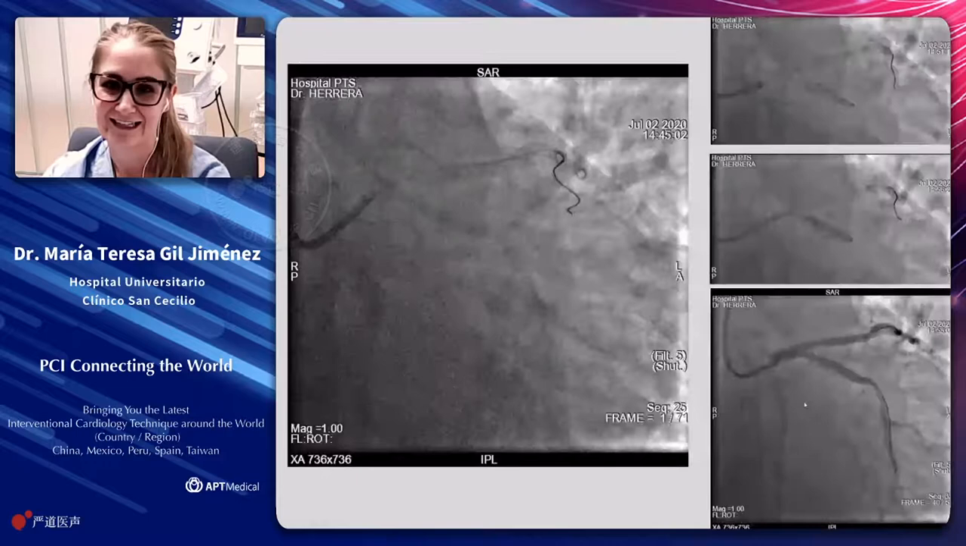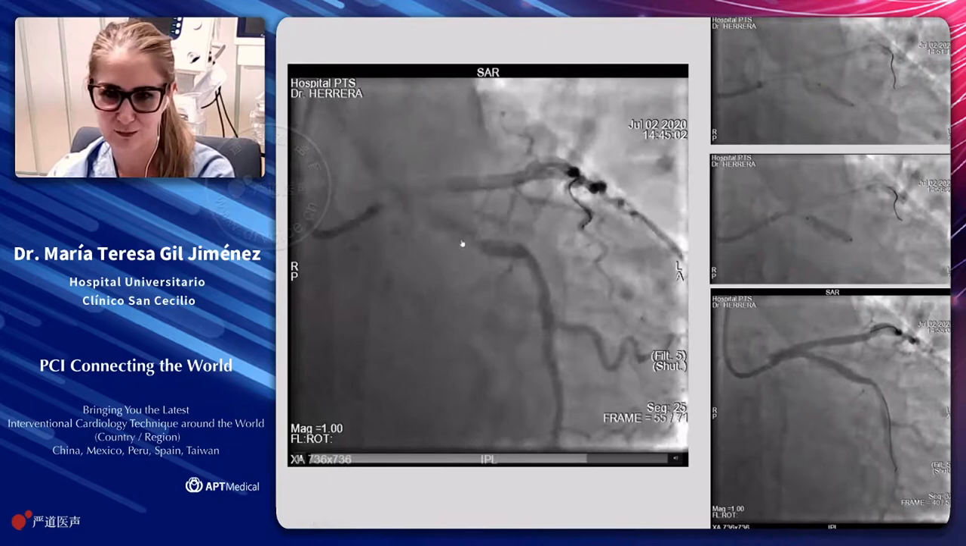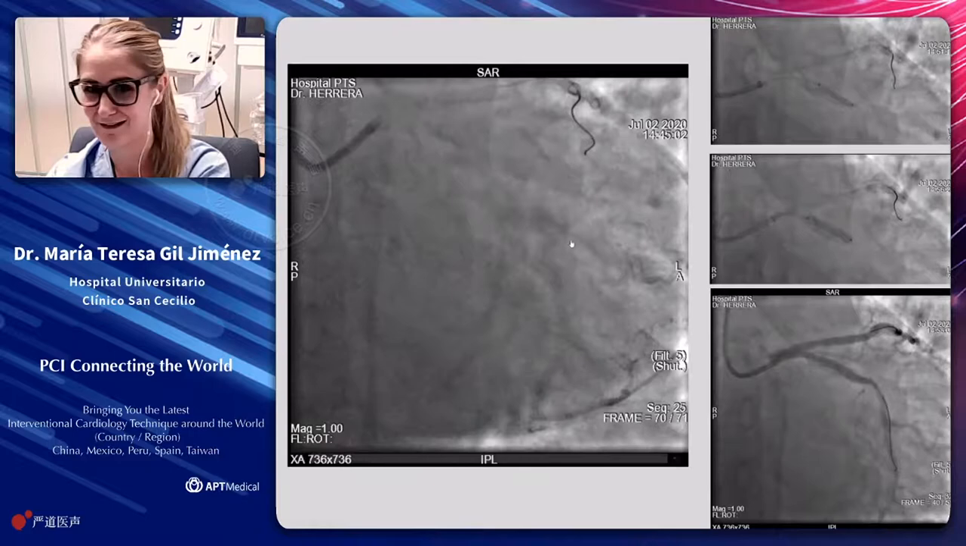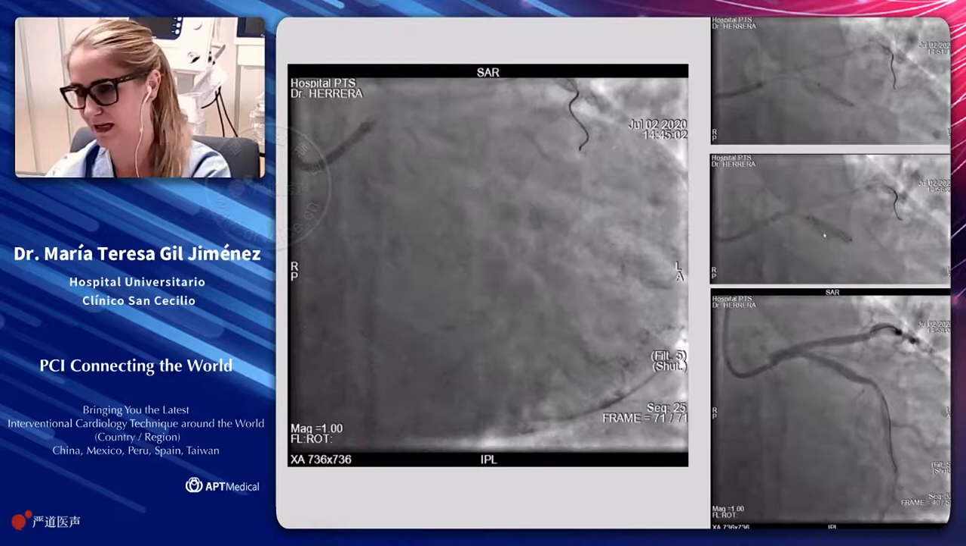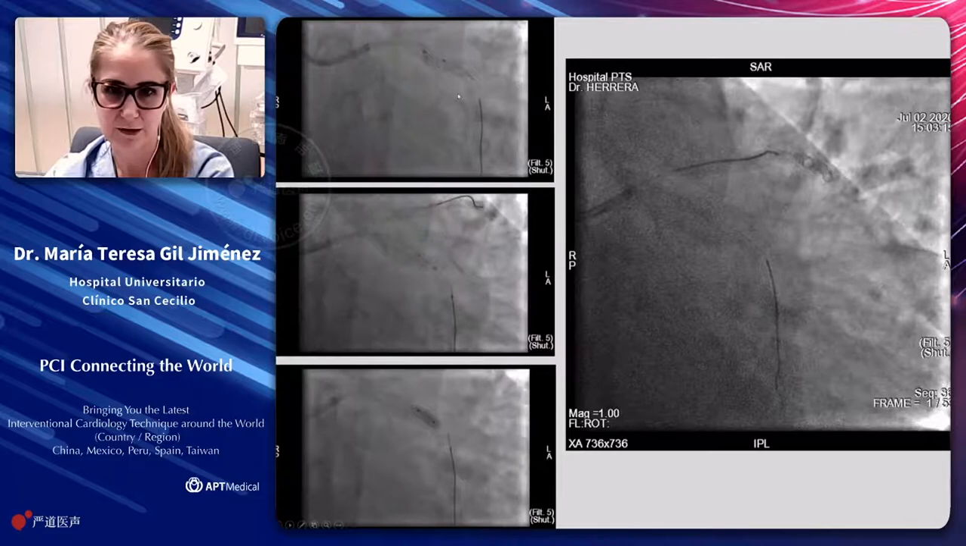The circumflex. The lesion in the proximal portion of the left circumflex seems to be easy. We predilate and put in a stent, and this is the result. But we thought the diameter of this part was bigger than this stent, and we post-dilate with a spherical tip. And this is the result after the post-dilatation of this stent.